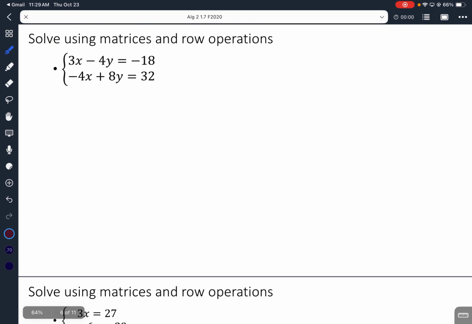So I have 3x minus 4y equals -18. And -4x plus 8y equals 32. Are they in order? Yes. So I'm going to make my augmented matrix. So 3, -4. Some people do rows, some people do columns. I just do the columns. I think it's easier. What's rows? Rows are sideways. Rows are horizontal. And then -4, 8, -18, 32.